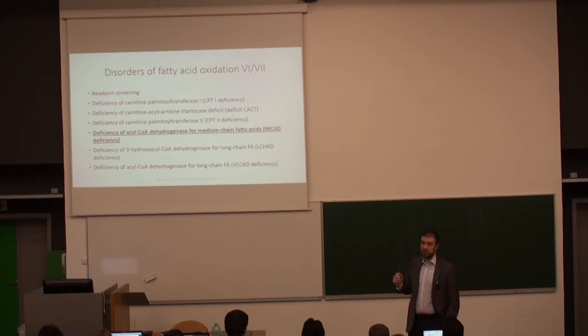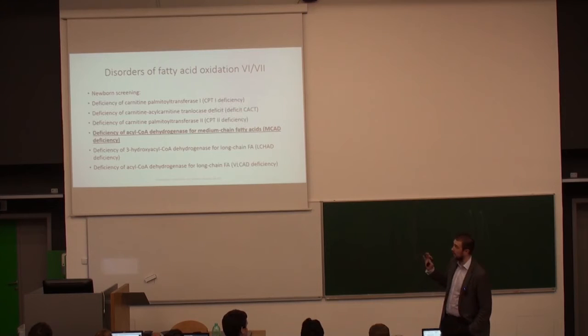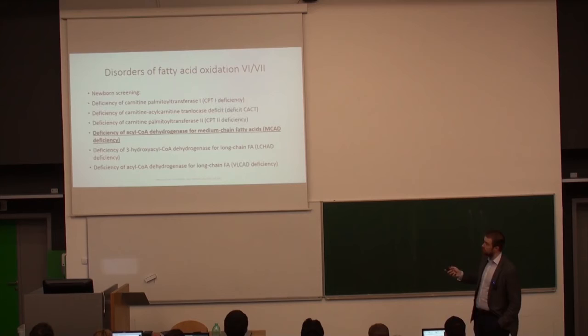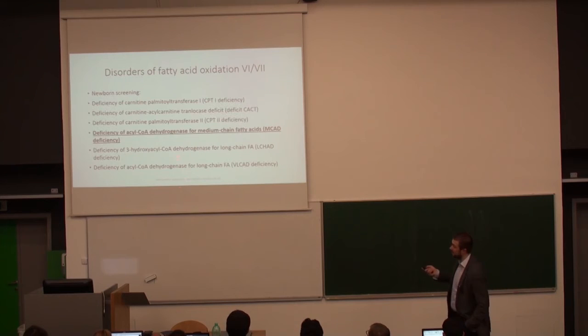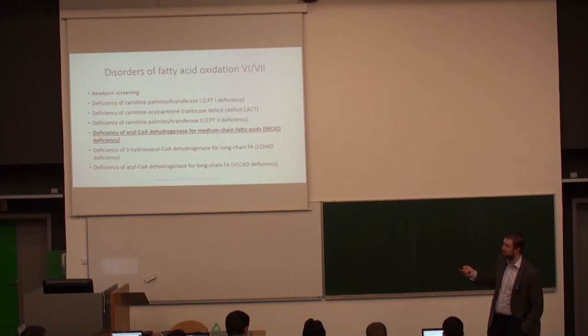In the newborn screening, you screen for 6 disorders of beta oxidation. 3 of them, you do not have to learn, but only for your information. 3 are in the carnitine shuttle. As you see here, all the enzymes and translocases in the carnitine shuttle. And then here you have the 3 most common defective enzymes of the beta oxidation itself.